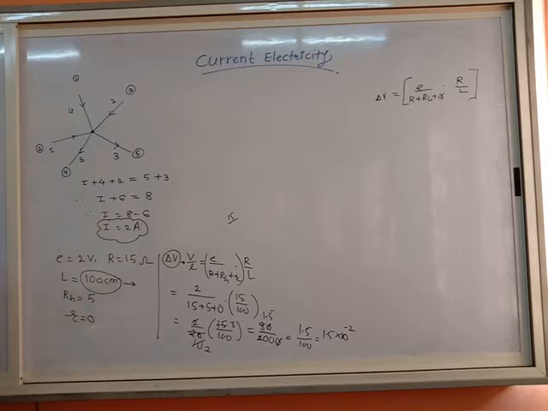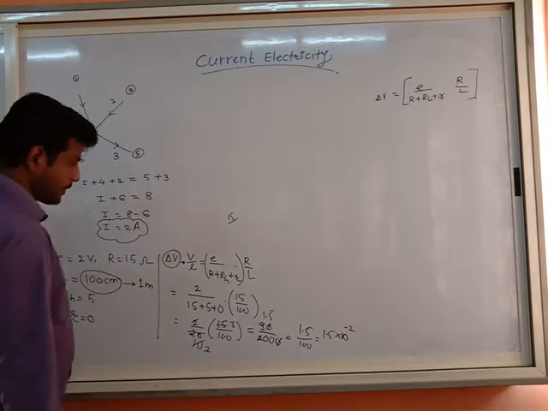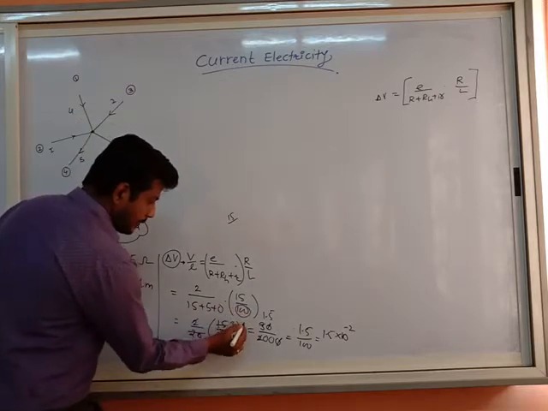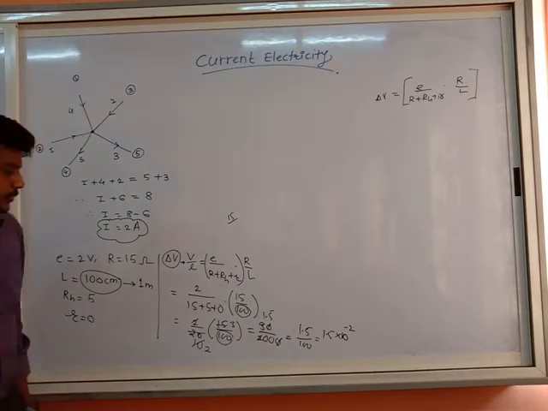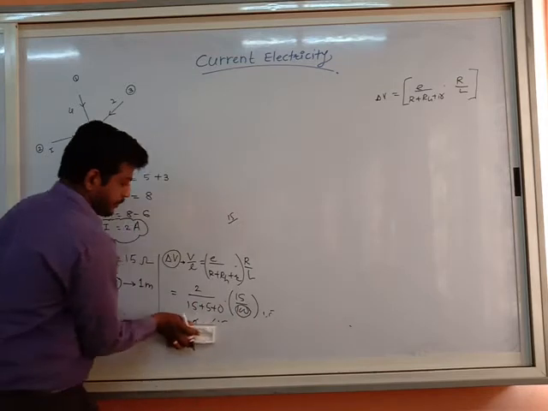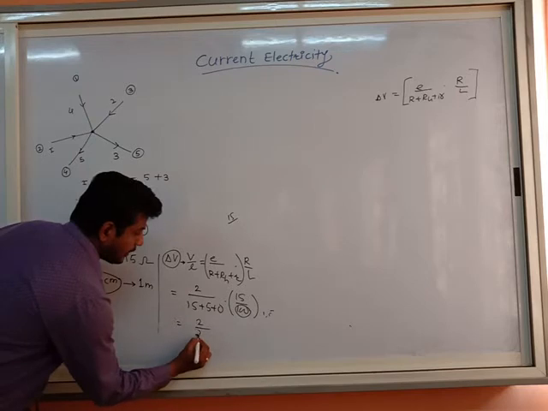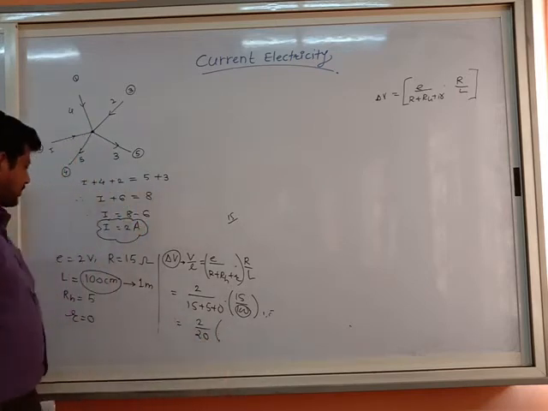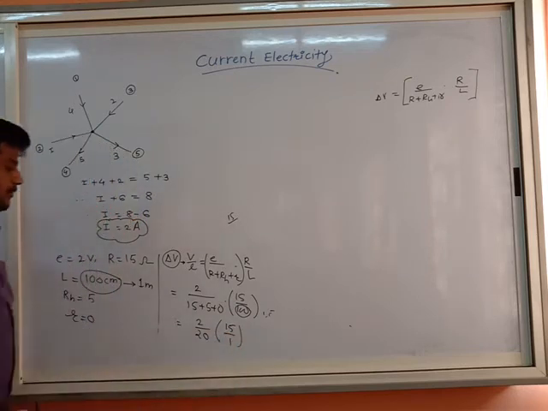In one case, 100 centimeter in length. What happened? Let us see whether it is converted into meter. If it is converted into meter, let us see what happened here. Converted into meter, so it is 2 by 20. Resistance, it is 15 by 1.